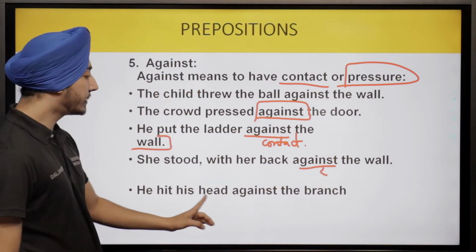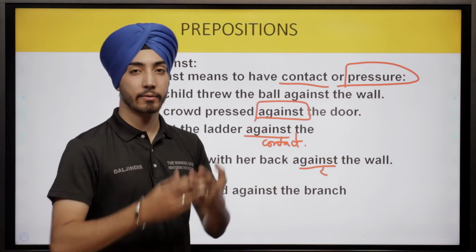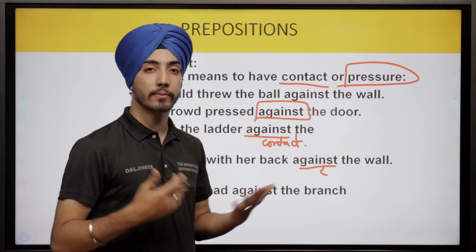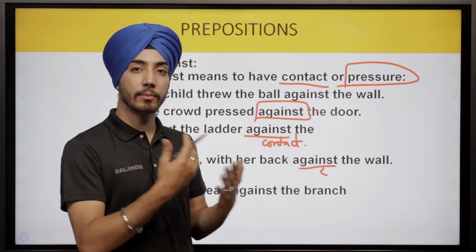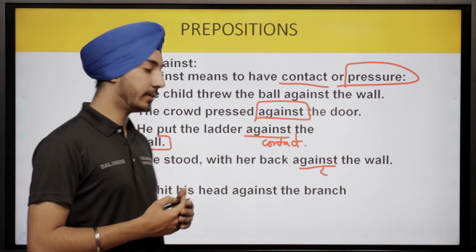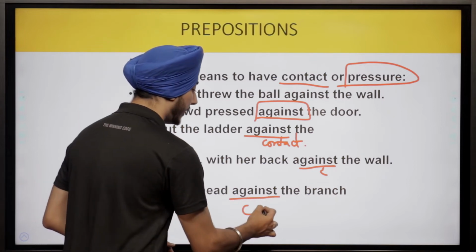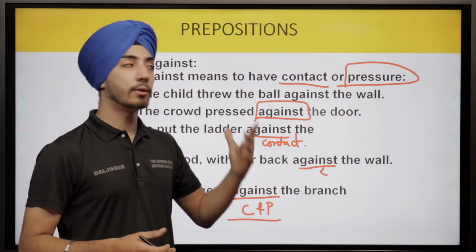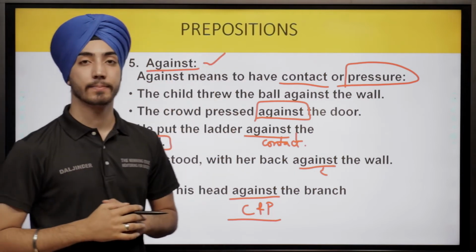Then, he hit his head against the branch. He hit his head with the branch. Now it is not just showing contact. Obviously, while hitting there will be contact, but it is also showing that obviously with a certain amount of pressure he must have hit his head, right? So he hit his head against the branch. So contact and pressure, both things are shown here. Alright, so I hope now you're clear with this preposition and you won't make mistakes with this, right?